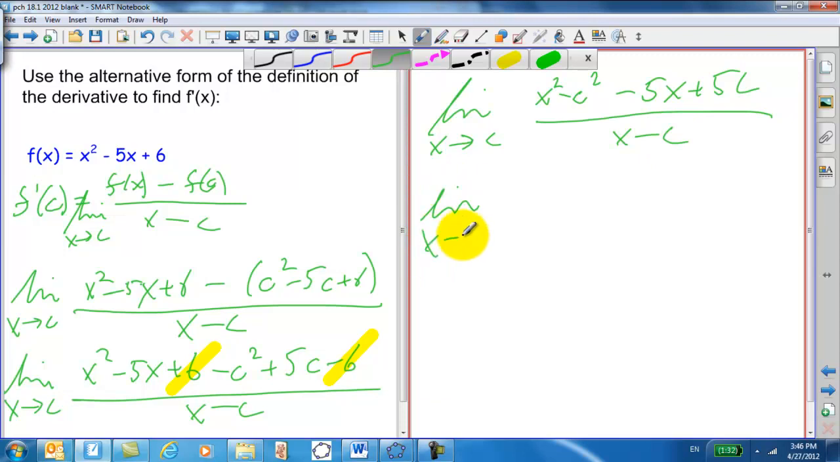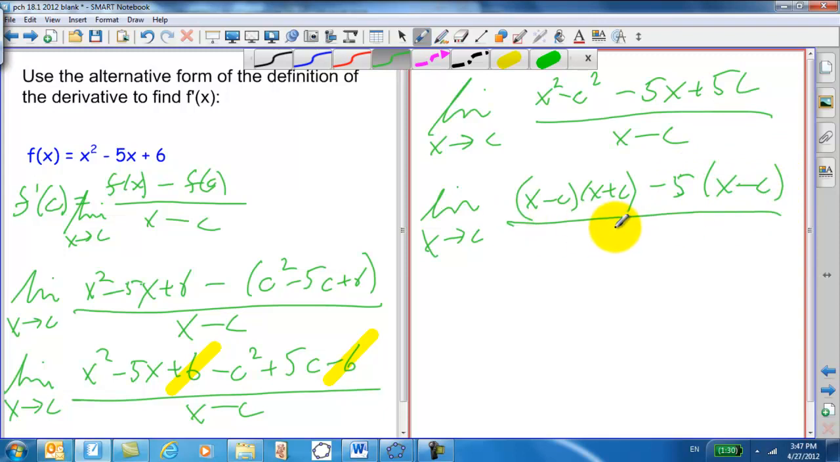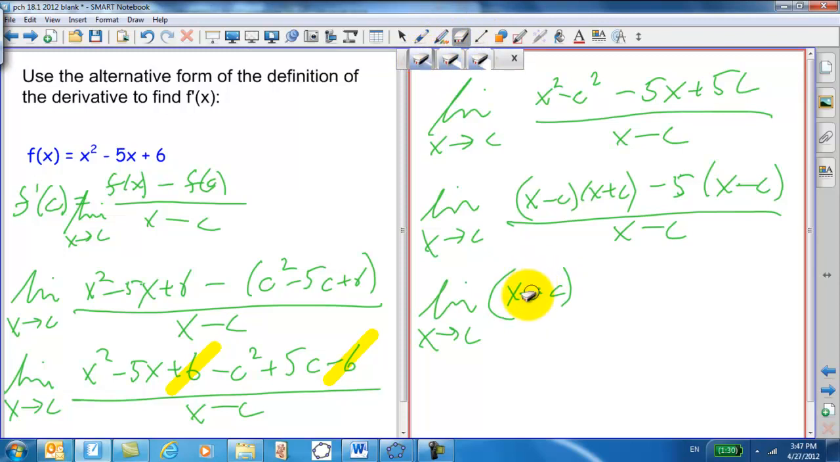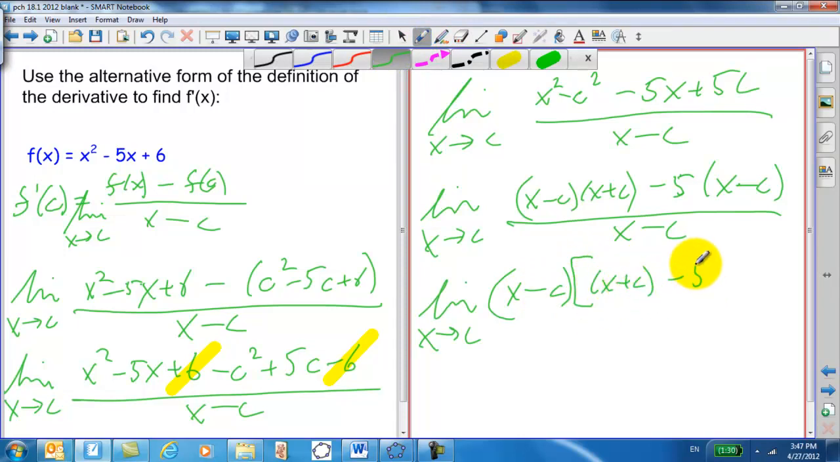And I'm going to try and factor out an x minus c. I can factor the first part in x minus c times x plus c. And I can factor this part. I can take a minus 5 out, leaving behind x minus c all over x minus c. So it's a limit as x goes to c of x minus c times the big quantity x plus c minus 5 all over x minus c. Now we can see that factor cancels out. And that's what was creating your 0 over 0.